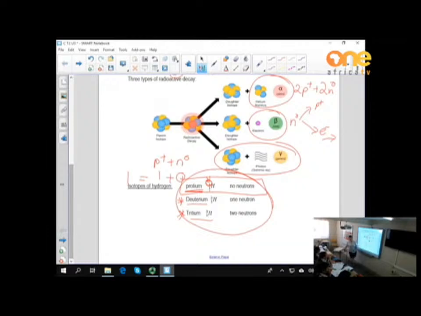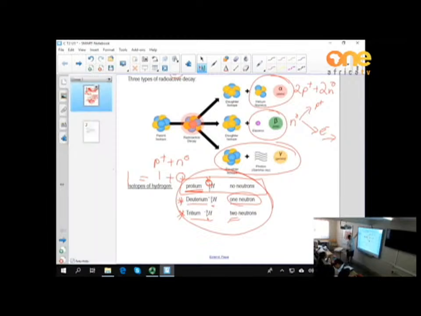Then deuterium has 1 proton and 1 neutron, so the mass is going to be 2. And the last one, tritium, has 1 proton. It has to have 1 proton, it's hydrogen. If it has 2 protons, I no longer have hydrogen, I've got helium. So 1 proton there, but 2 neutrons to give me a mass of 3. Do you follow?